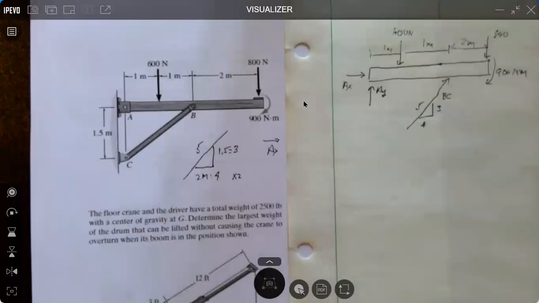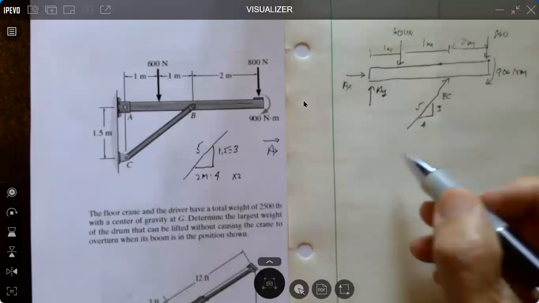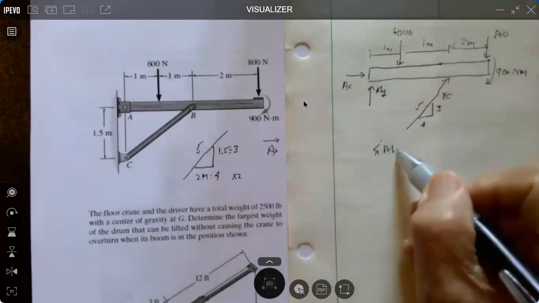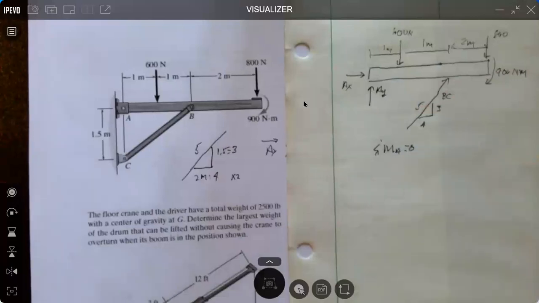Okay. And as I go about solving the problem, recognize I have two unknowns here. So what I need to do is sum moments about A equal to 0. That takes care of the fact that I don't have to include additional unknowns in the equation, and I can solve for the one unknown that we're looking at.